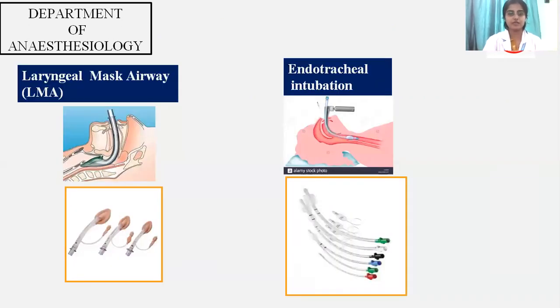Next, we have laryngeal mask airways. The laryngeal mask airway, as the name suggests, gets settled on the larynx and keeps the laryngeal inlet open. And the last resort is endotracheal intubation, in which you insert an endotracheal tube via laryngoscopy and keep your respiratory system intact.